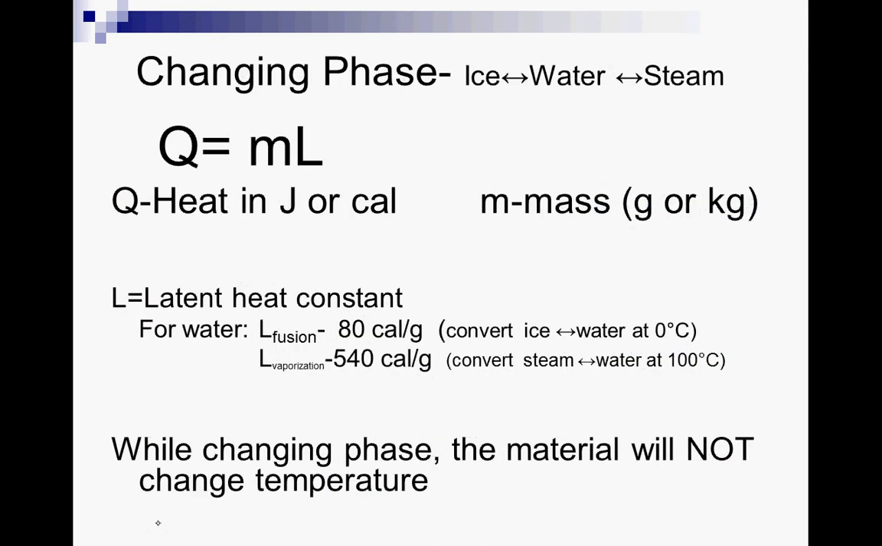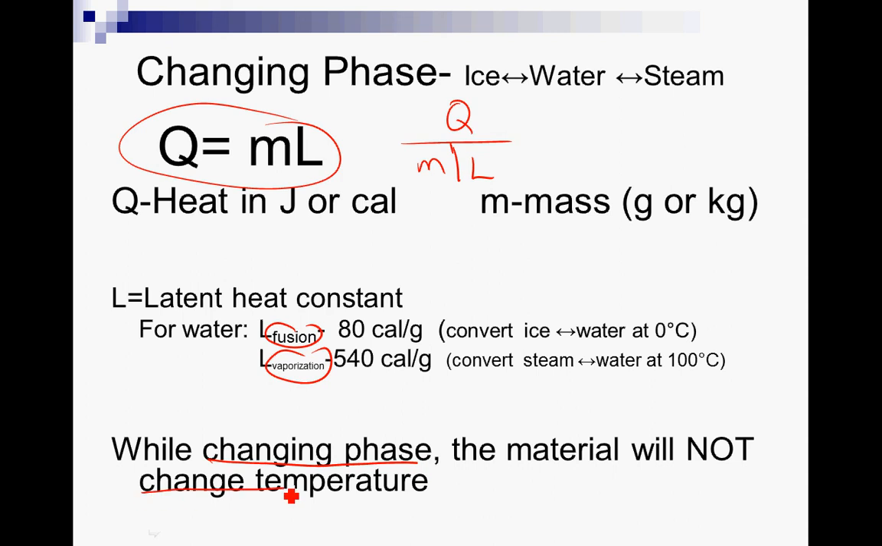Okay, so changing phase. The formula is Q equals mL. Notice that we're missing specific heat and we are missing change of temperature. This is the formula for changing phase. In an equation finder form, it would look like this: Q is equal to m times L, where L is the latent heat of either fusion or vaporization, depending on what's happening, and m is the mass. Now remember, when we are changing phase, the material will not change temperature.